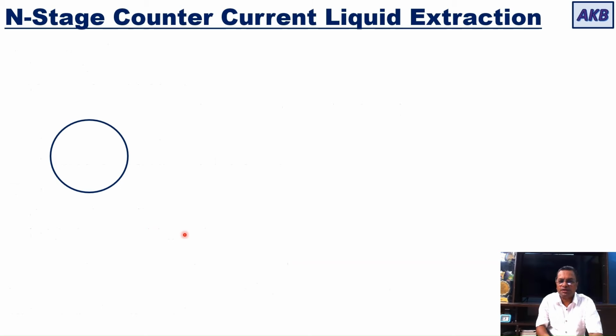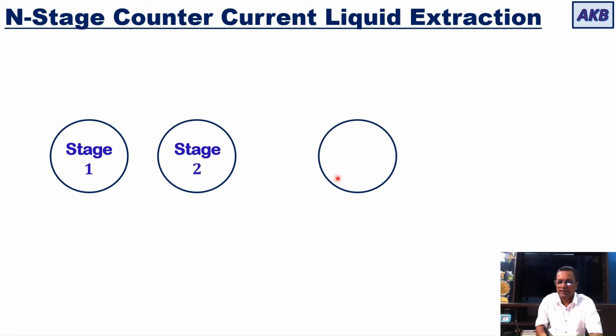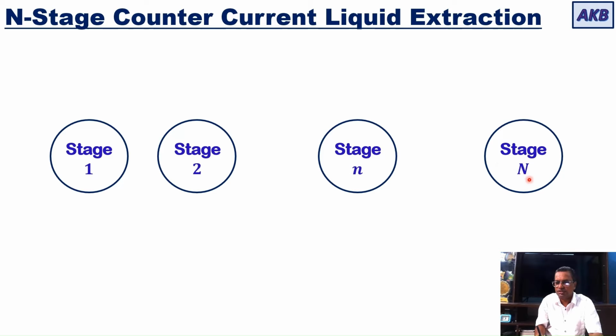Now let us look at the schematic diagram for the operation. I am showing some stages in the operation. This is stage number 1, then this is stage number 2, and I am considering any stage in the cascade. I am calling it stage n, small n, and the last stage in the cascade is the capital Nth stage, stage N. Now feed is admitted into stage 1, and it will be described by these parameters.